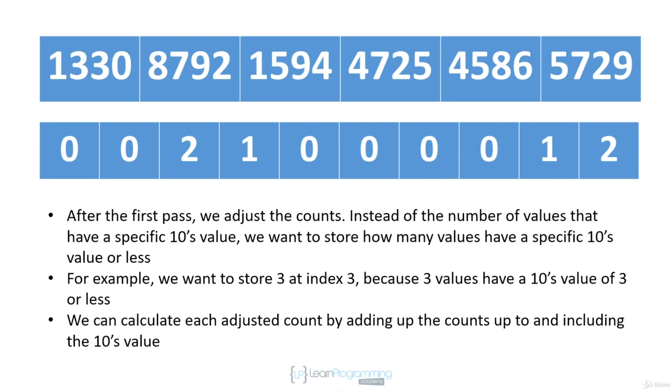And in this case, that's 3 values, right? Because we have two values that have 2 in the tens position and one value that has 3 in the tens position. And so we have 3 values that have a 3 or less in the tens position. And we can calculate how many values have a specific digit or less by summing up all the counts that come before it. And so, for example, by summing up 0, 0, 2, and 1, we get 3, and that's how many values have a 3 or less in the tens position, right?